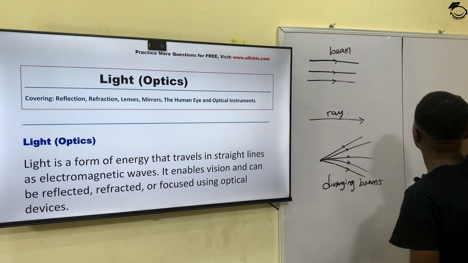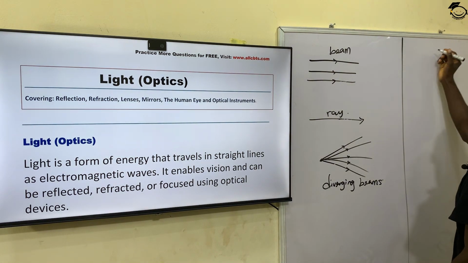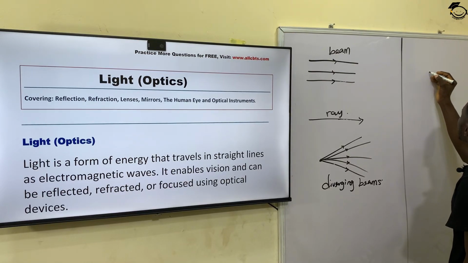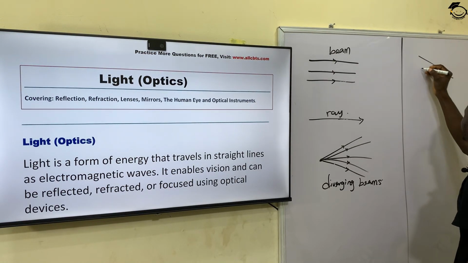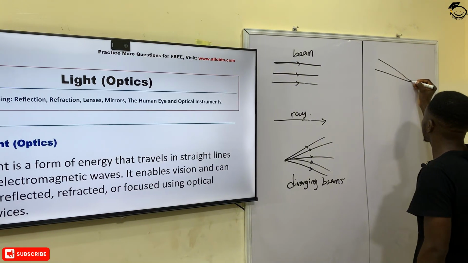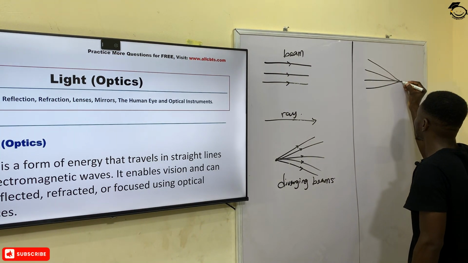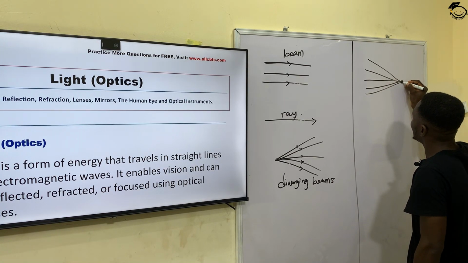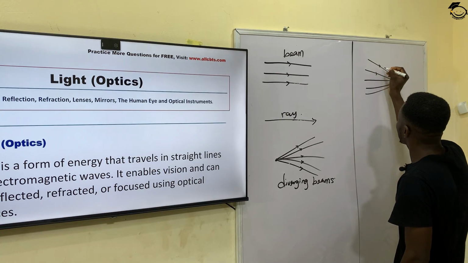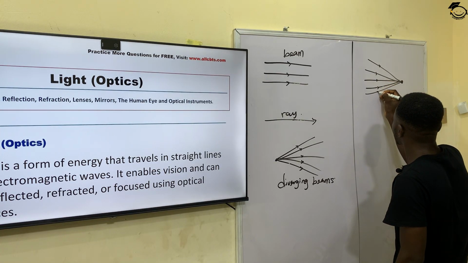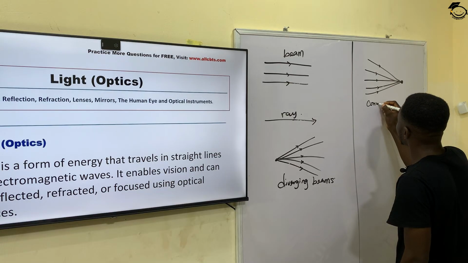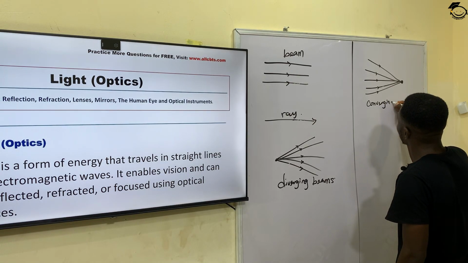And when rays of light are traveling this way, and they're all coming to a point, moving in this direction, this is converging beams.